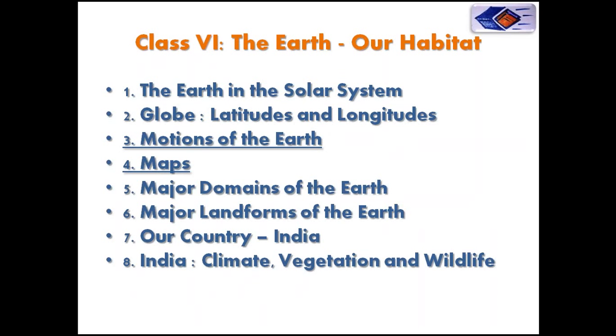And we started with the class 6 textbook. The textbook name is The Earth or Habitat. These are the very fundamentals, as the name says, the earth or habitat. So we want to describe earth in geography as a dwelling place of human beings. So we started with the earth or habitat. In the first session, we went through chapter 1 and chapter 2: Earth in the Solar System, and Globe: Longitudes and Latitudes.